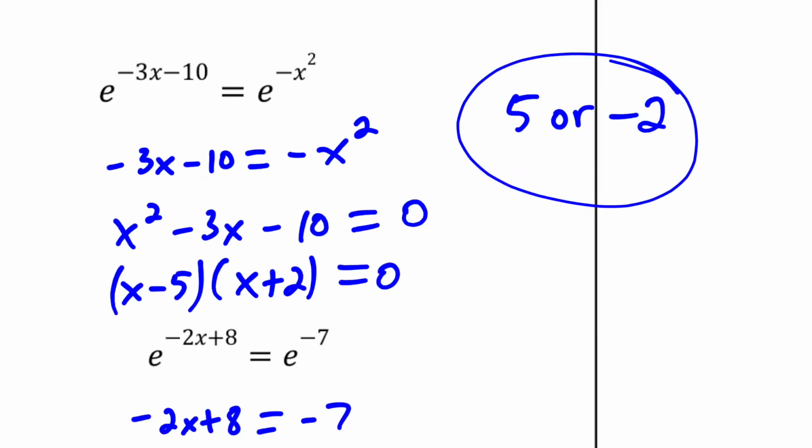For this next one, e raised to these different exponents, we can set them equal to each other. And this sets up a great quadratic. If we add x squared to both sides, we have a quadratic equals 0. If we use the X method to factor, we get this. And make sure that you put your answers as 5 or negative 2 and not negative 5 and positive 2.